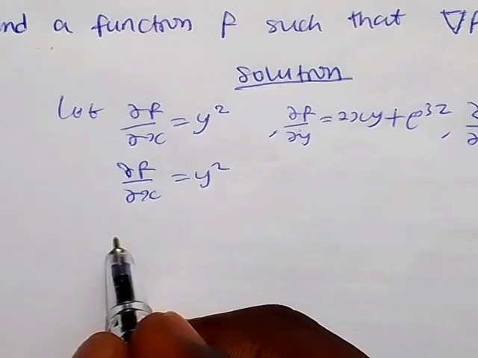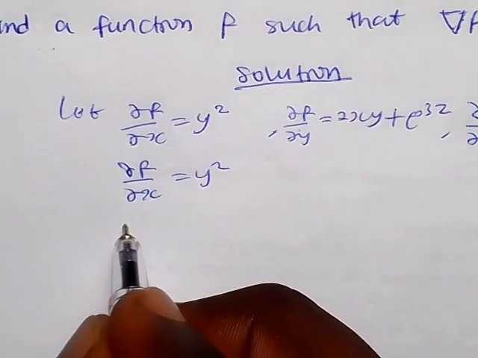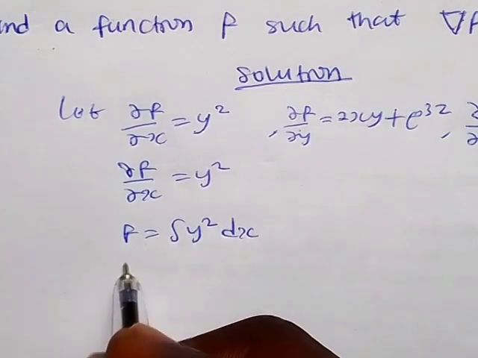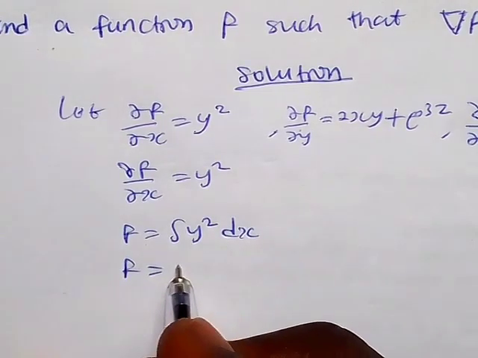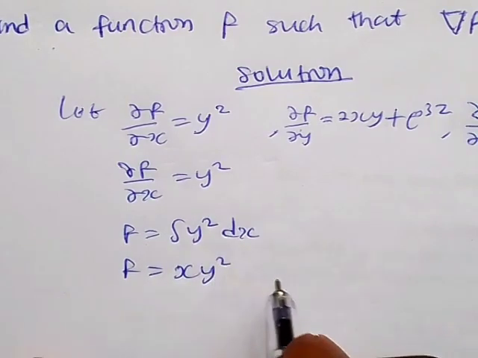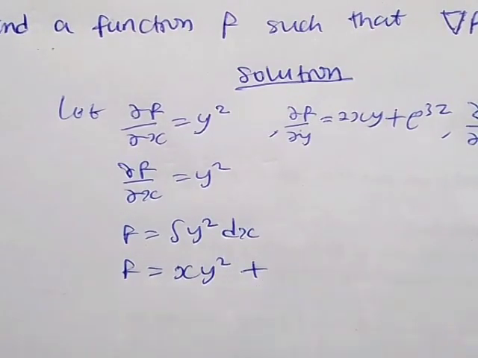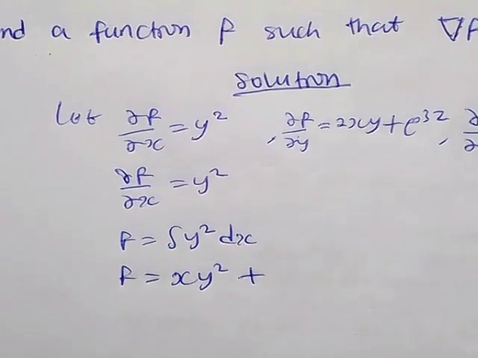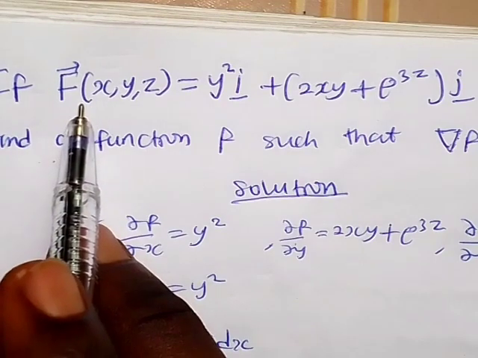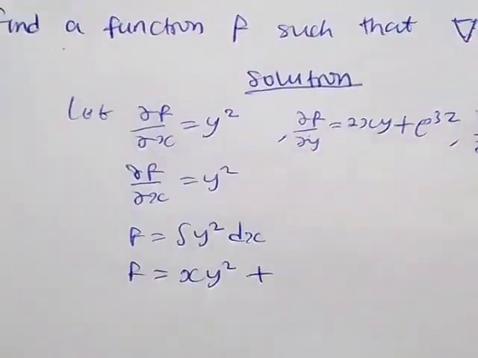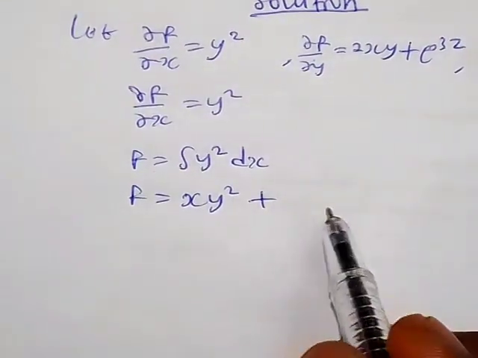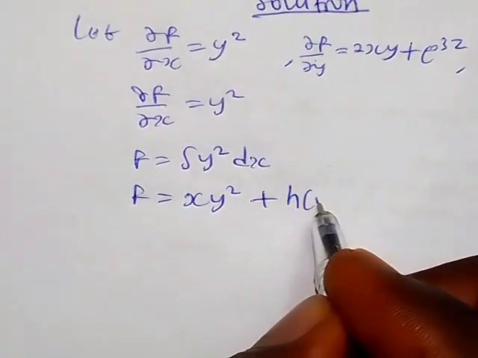Let's integrate both sides. When we integrate both sides, we have f equals integral y squared dx. So we have f to be equal to, when we integrate with respect to x, xy squared plus some constant of integration, because we are dealing with function capital F, which is a function of x, y, and z. And we integrate with respect to x. So our constant of integration will be a function of y and z.